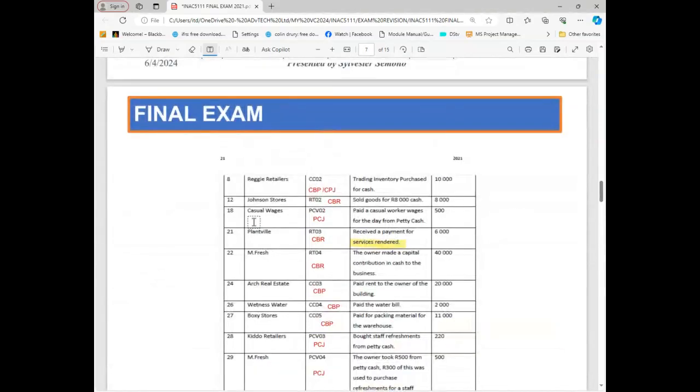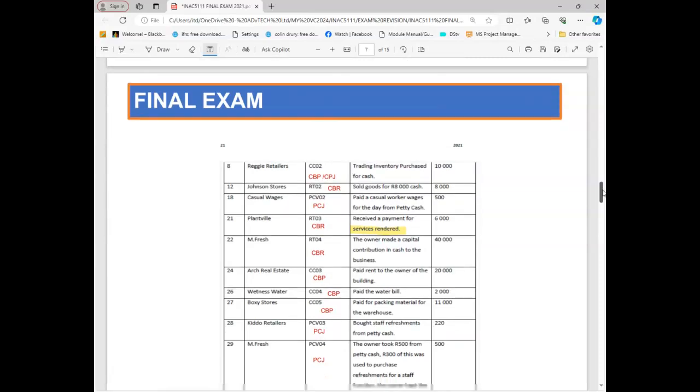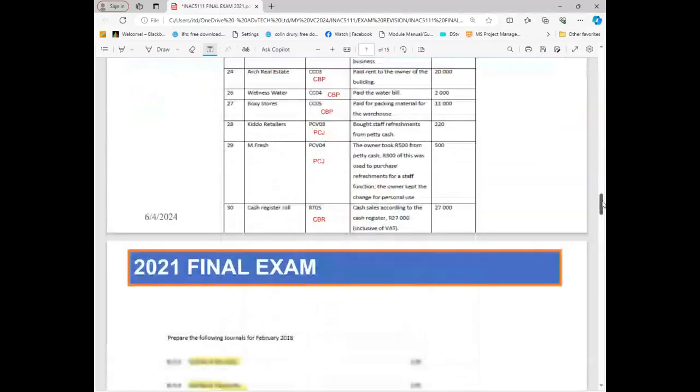Okay. Let's go and check the next date from the 18th. The next date is the 28th. So on the 28th, we have got Kilo Retailers, PCV03, staff refreshment 220. Okay, please note, pause and take a screenshot, and then okay, let's continue.